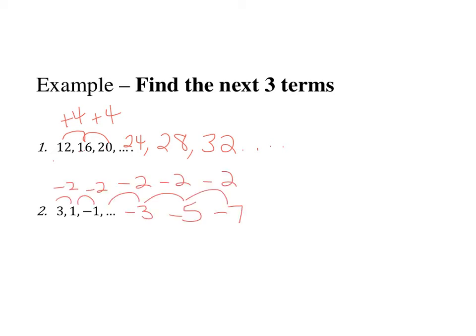So in the next example, I was subtracting 2 each time. So if you subtract 2 three more times, you should get -3, -5, and -7.